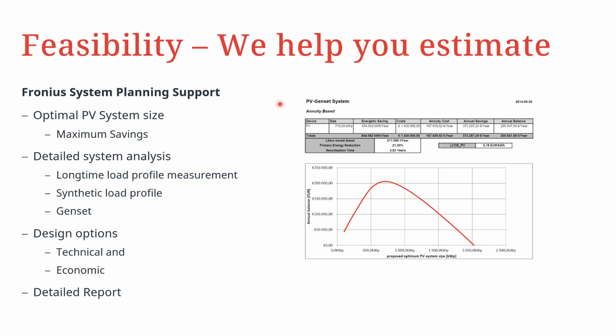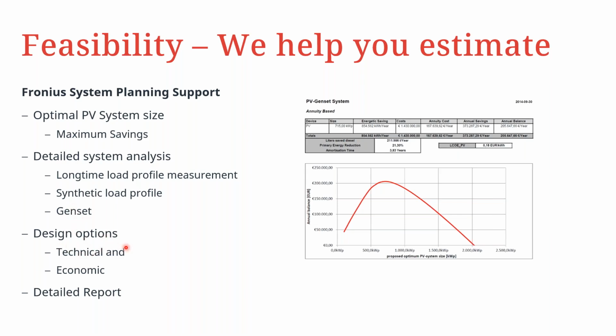So feasibility, so we help you estimate. With the Fronius system planning support, it allows us to get the optimal PV system size, as well as calculate the maximum savings that you can achieve with the system itself, with the PV and genset in the situation. We also get these detailed system analyses. So again, your long-term load profile measurements, your schematic load profile, as well as the genset's detailed analysis itself.